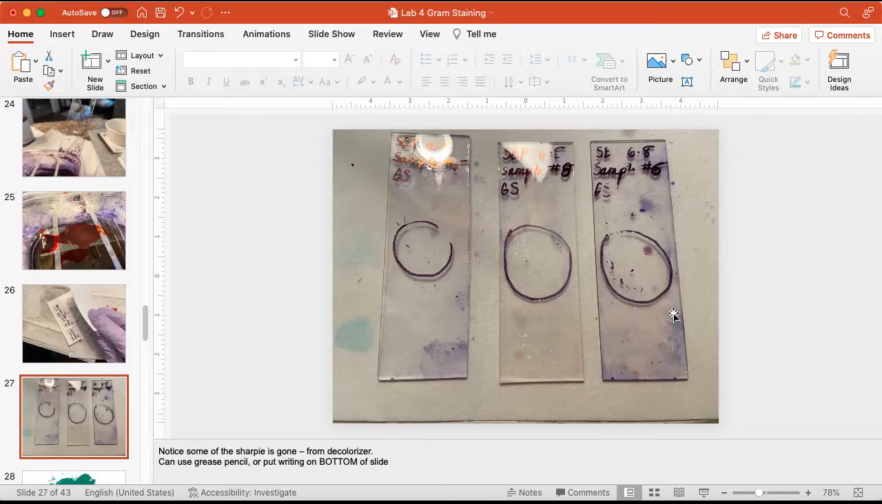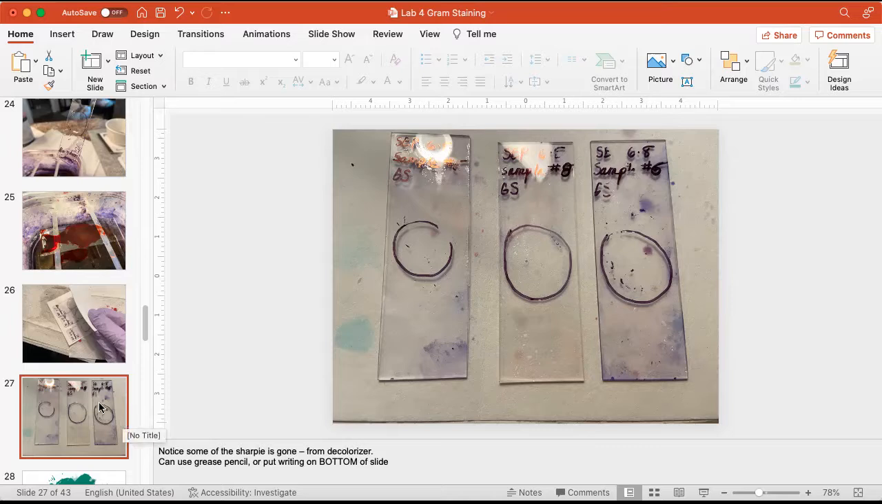The other thing I want you to notice is there's some bits and bobs of stain on these. See that? There's some purple down here and there's smudges of stain here and there. This is perfectly normal. Don't let that bother you. Don't think that you've done something wrong if you can see that. When you go through the Gram staining procedure, it's not uncommon at all for your slide to look a little rough when you finish. It's still going to work for you.